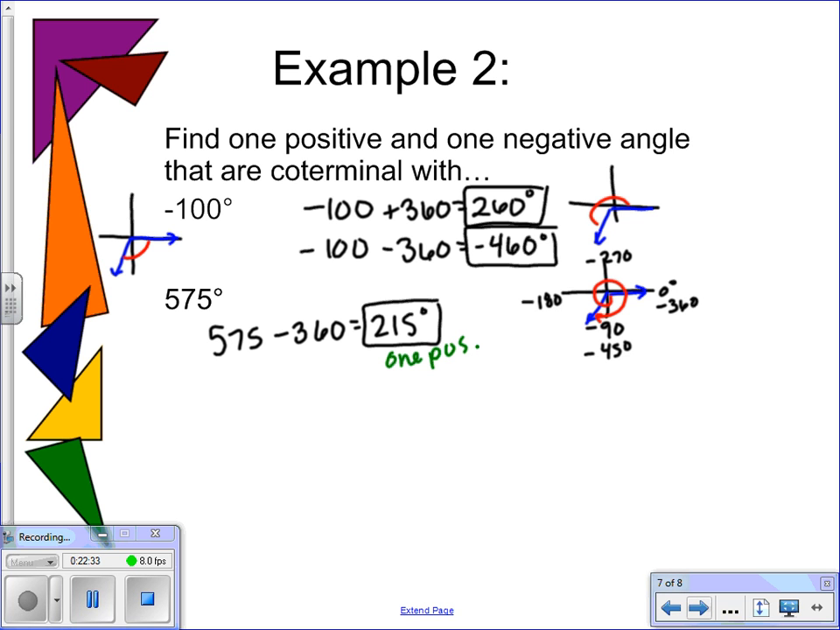And then, Faith, you said, subtract it again. Take now 215 and subtract 360, and you'll have negative 145 degrees. So this is really like you subtracted 720. You subtracted 2 rotations. You had to back up an extra time in order to break into those negatives. So now I have one positive and one negative.